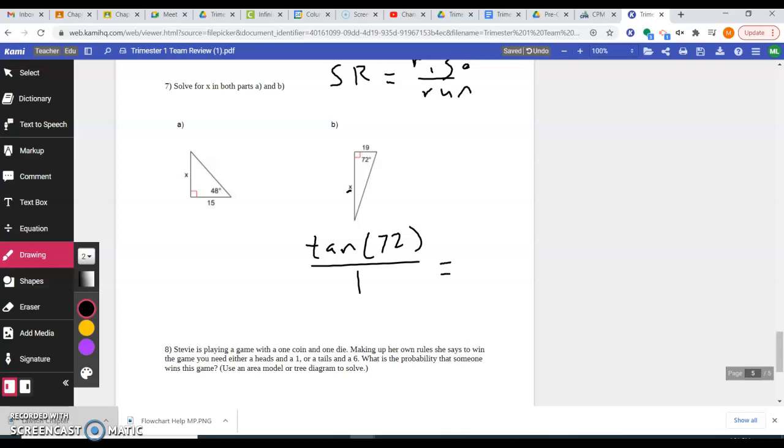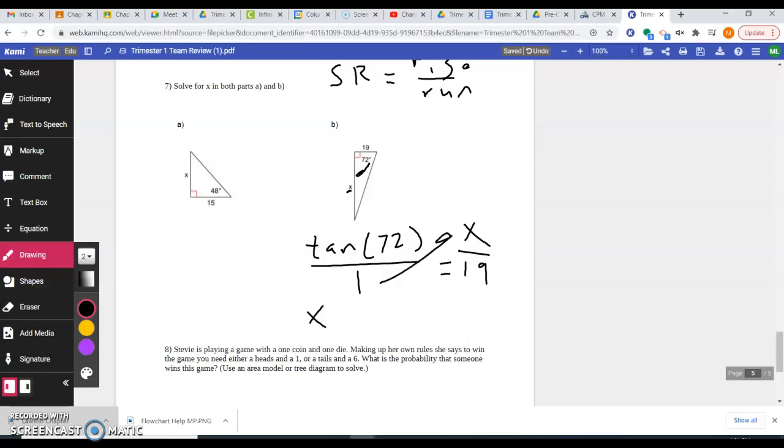It's hard to tell what the rise is, what the run is. Well, the rise is always across from your angle. And x is across from my angle in this problem, and so my rise is x, and my run is 19. Since I have fraction set equal to fraction, I can cross multiply.